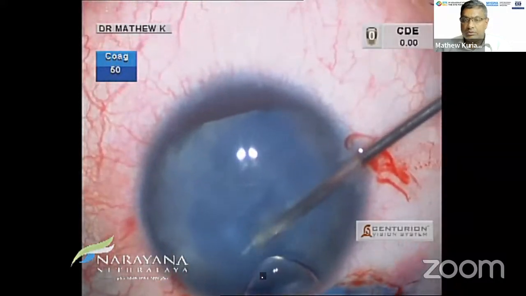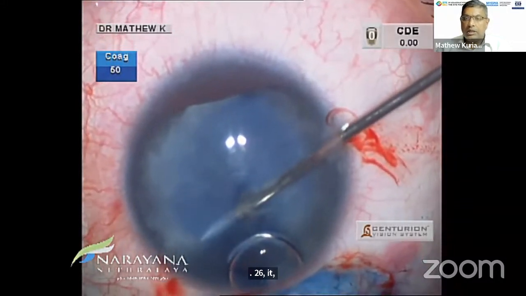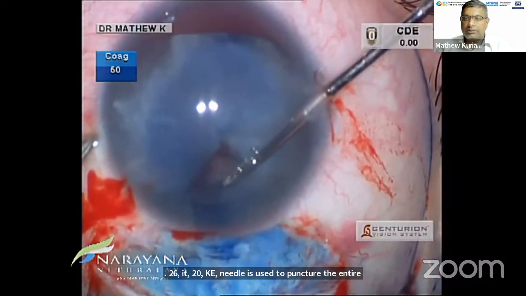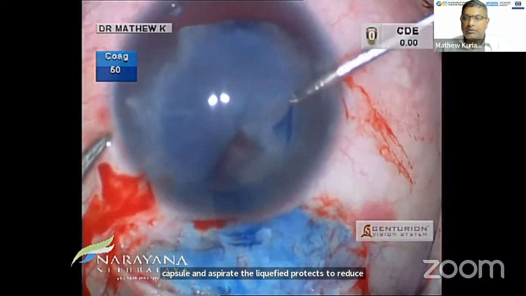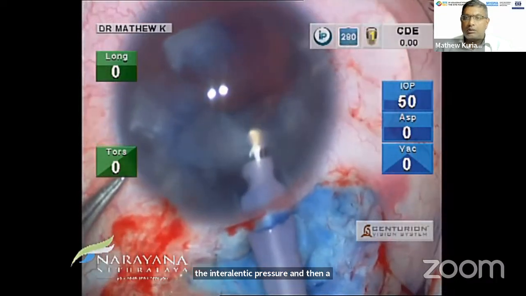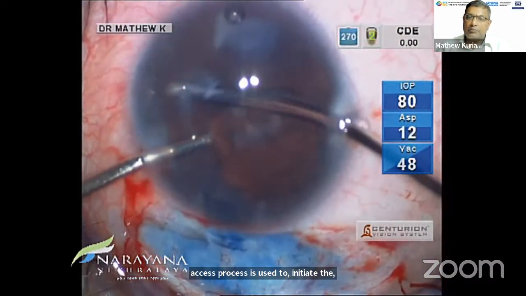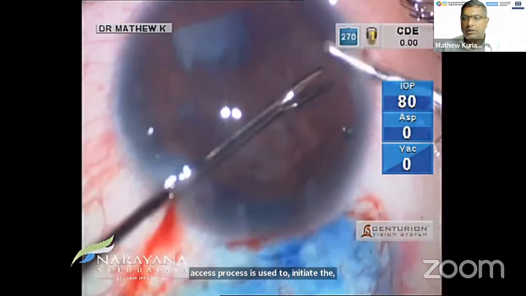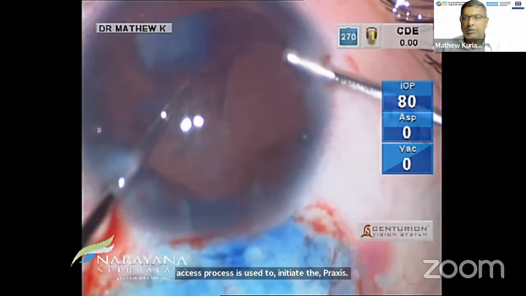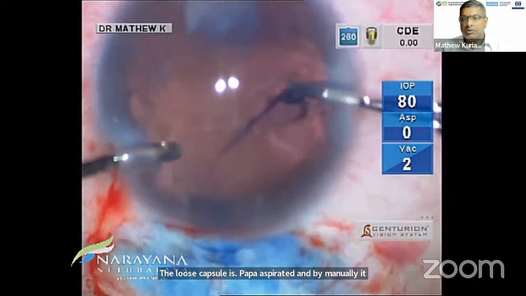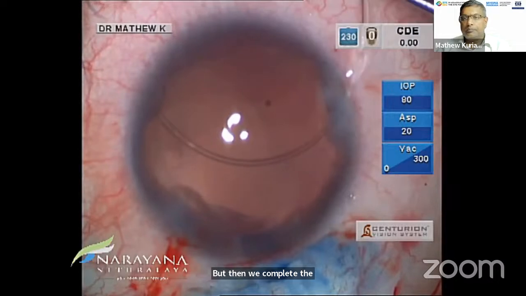A 20 gauge needle is used to puncture the anterior capsule and aspirate the liquefied cortex to reduce the intralenticular pressure. And then a microcapsular rhexis forceps is used to initiate the rhexis. The loose capsule is phacoaspirated, and bimanually it can be removed. But then we complete the rhexis only subsequently.